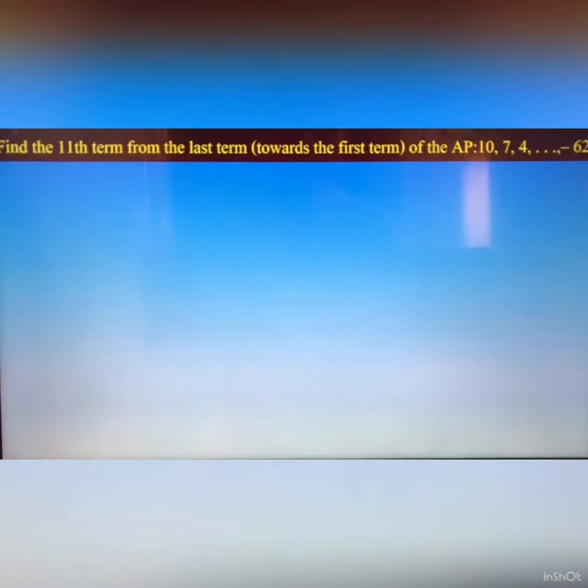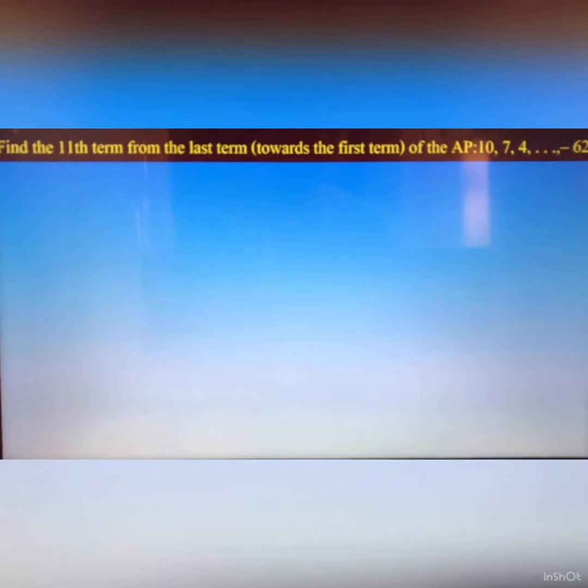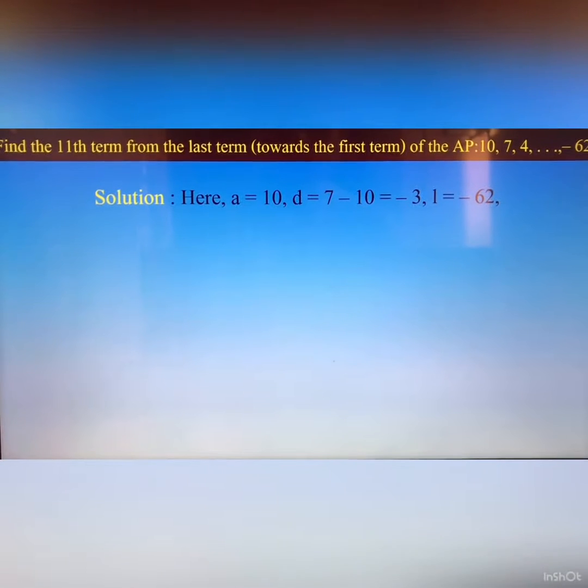Now let us take another example. Find the 11th term from the last, towards the first term, of the AP. The AP is given as 10, 7, 4 and up to minus 62. First of all, we will find how many terms this AP contains. Here a equal to 10, that is the first term, and d means the common difference, any term minus the just previous term of that AP. So 7 minus 10 gives minus 3.